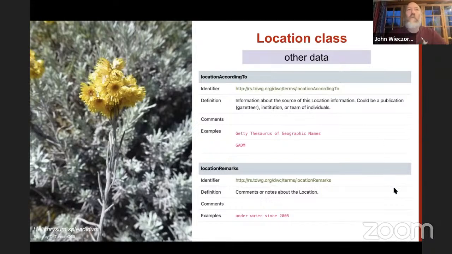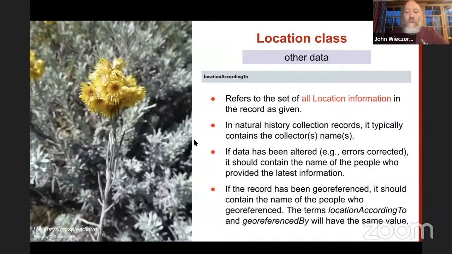And then we have location remarks. Location remarks is meant to capture information about the place. And we're going to distinguish that from a different remark, and I'll talk about that in a second. So, location according to is a reference to every bit of information in the location record. The location ID refers to the combination of every one of those 44 fields, not just one part of it.